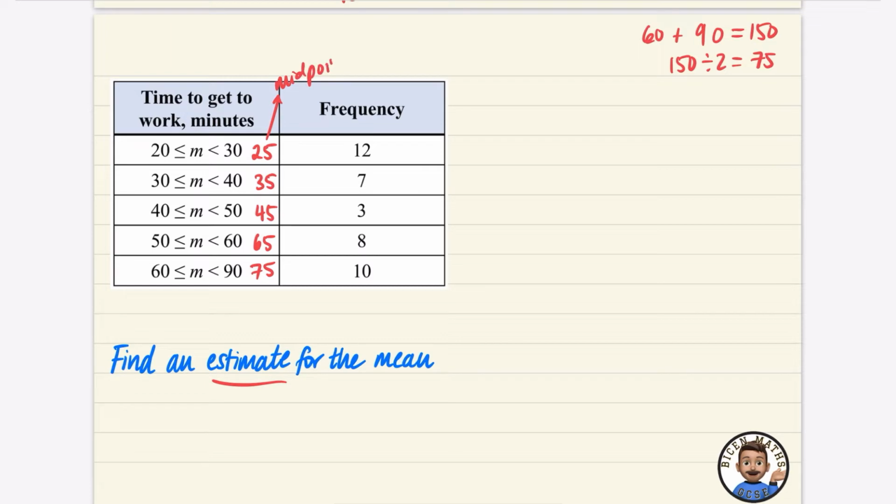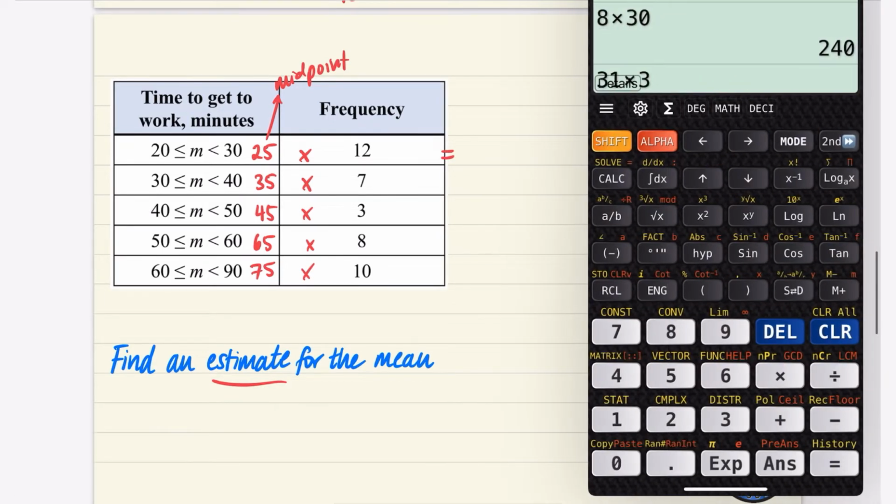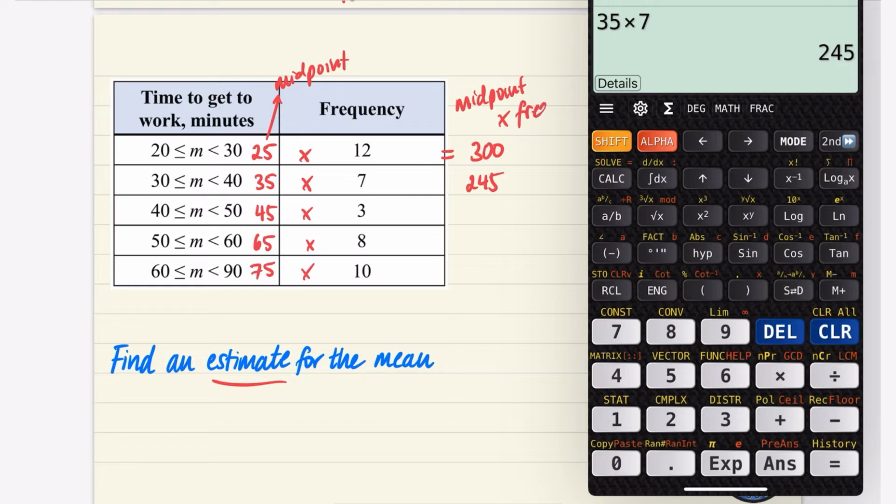We're going to multiply those numbers all by the frequencies, and that will give us how many minutes have been travelled in total. So I'm going to very quickly work these out. I'll do my 25 times 12, which is 300. I'll do my 35 times 7, which is 245. This is my midpoint times my frequency.